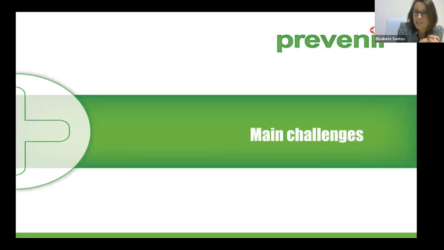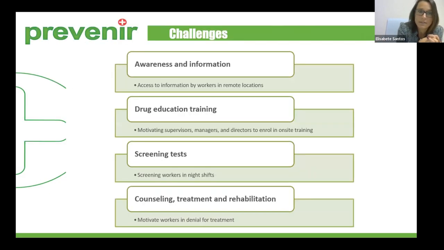So, main challenges from our experience. I've brought one for each of the activities. As for the awareness and information, our main challenge was to give access to information to workers in remote locations. As for education training, to motivate supervisors, managers, and directors to enroll on on-site training. As for the screening test, the main challenge was to screen workers in night shifts. And for counseling and treatment, to motivate workers in denial for treatment.